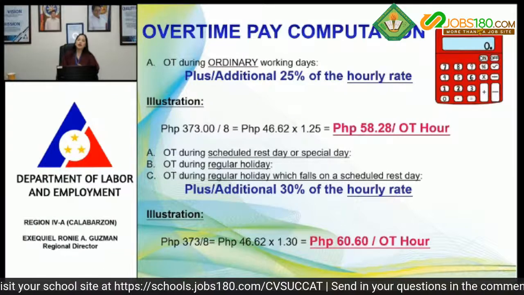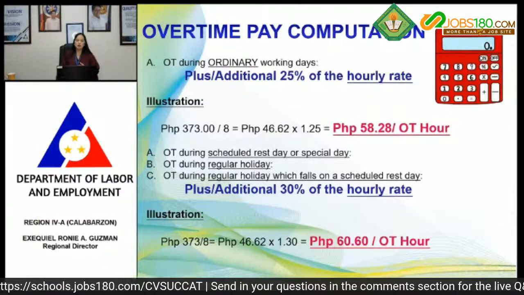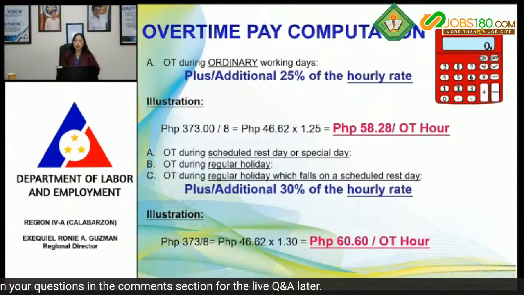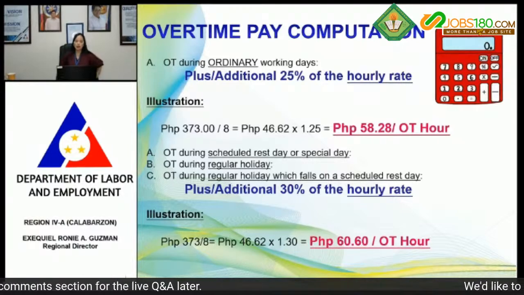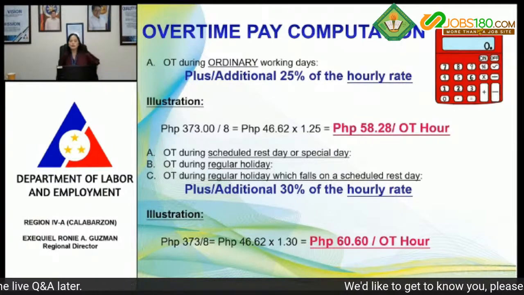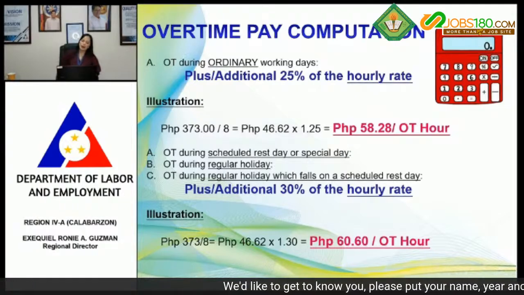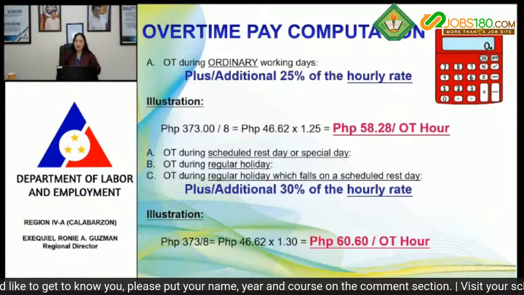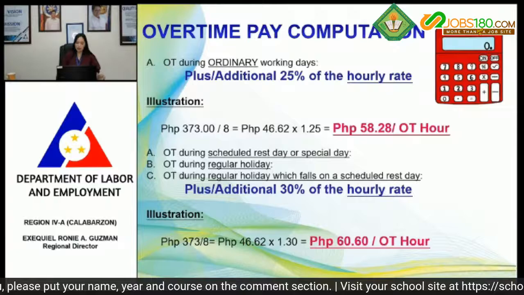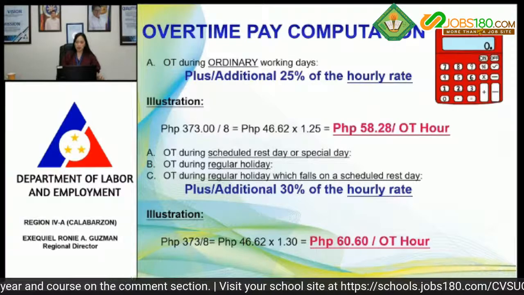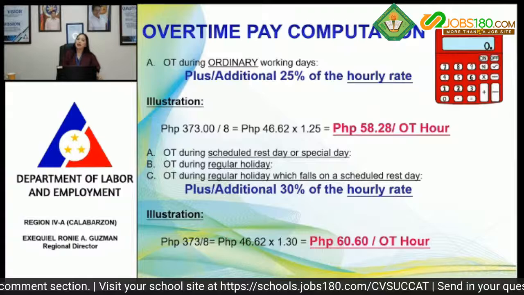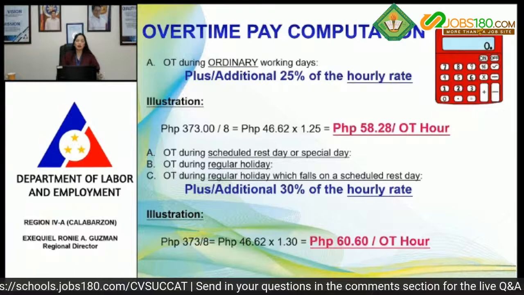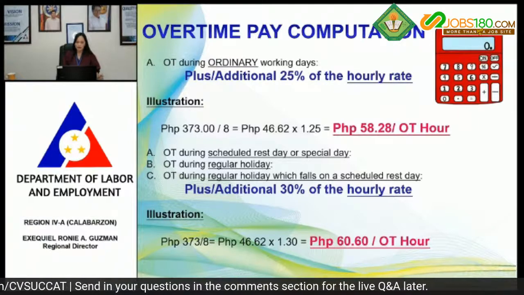For example, nag-overtime ka naman during your special holiday or regular holiday or your rest day, that's 30% of the hourly rate. Sample po again is 373. You multiply it by 1.3 and that's 60 pesos and 60 cents per hour. So, wag po tayo magtataka yung mga security guard po na ang duty is 12 hours. Mas malaki po yung kanilang daily rate compared po dun sa mga nag-o-office na walang overtime.